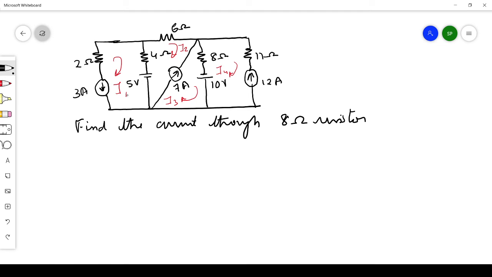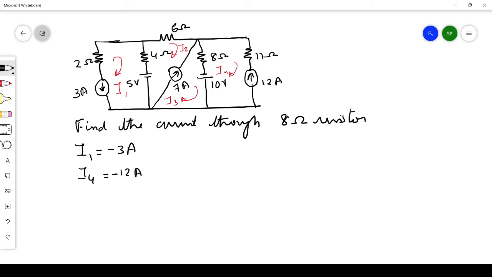You just see in the first mesh, the current flowing through the first mesh is I1, but it is directly given in the question as 3 ampere. And we know this I1, the assumed direction we have taken, is going up, and this 3 ampere is coming down. So I1 we can write as minus 3 amperes because it is in the opposite direction. Now we have the fourth mesh, that is I4. I4 is given, 12 ampere is also given in the question. From the diagram we can easily find it. That is also in the opposite direction, so you can write I4 is equal to minus 12 amperes.